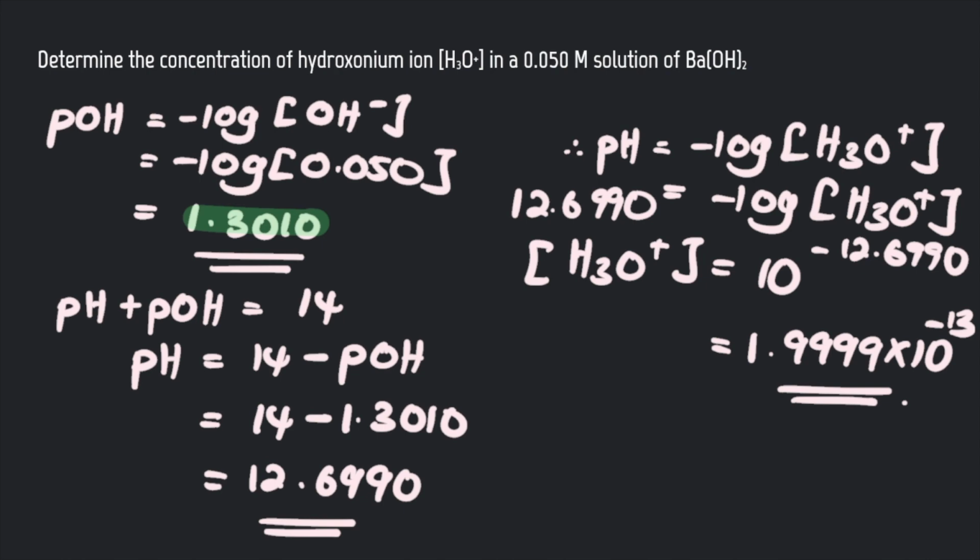Alright, so some of you might ask why we didn't do any ICE diagram for this question. Before you decide to do an ICE diagram or calculate directly like this, you need to look at the question. In this question, you were given barium hydroxide. This barium hydroxide is a strong base.